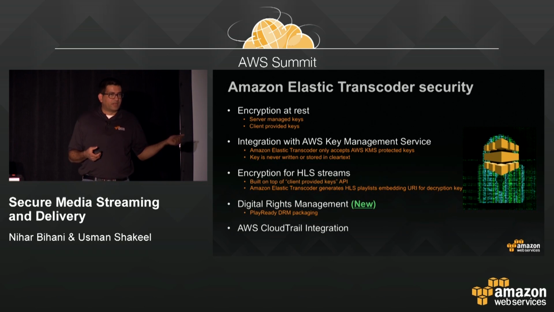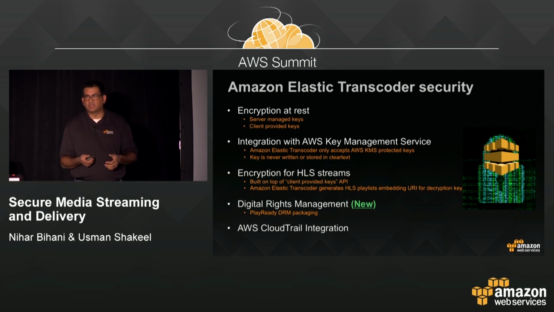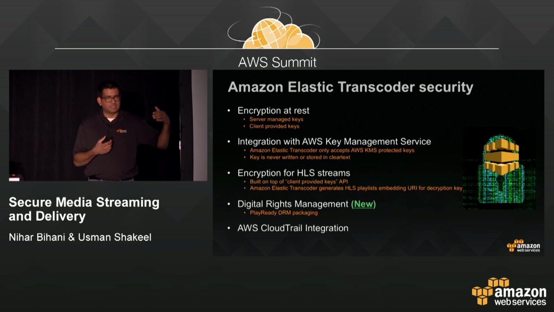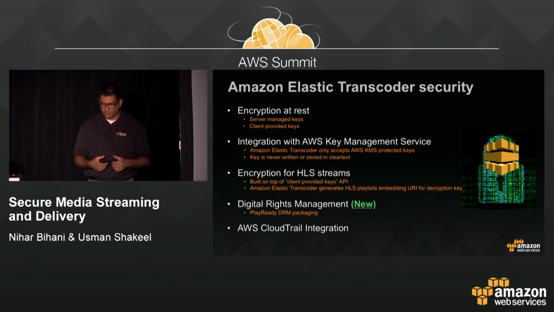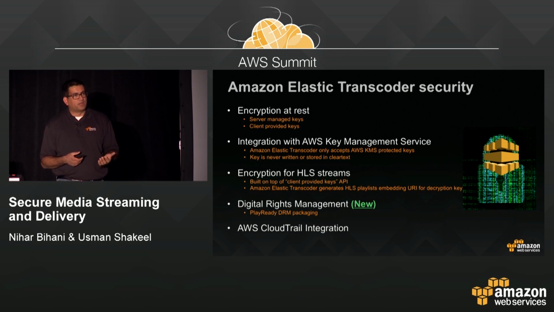There's also DRM with PlayReady DRM packaging. That's something that's new, and now it's relatively easy to configure by providing an encryption key as well as the license server URL. Then the transcoder service will manage all of that for you. And also integration with AWS CloudTrail, where the API actions or management call actions being performed will be recorded in the CloudTrail service, and those logs will be saved to S3.